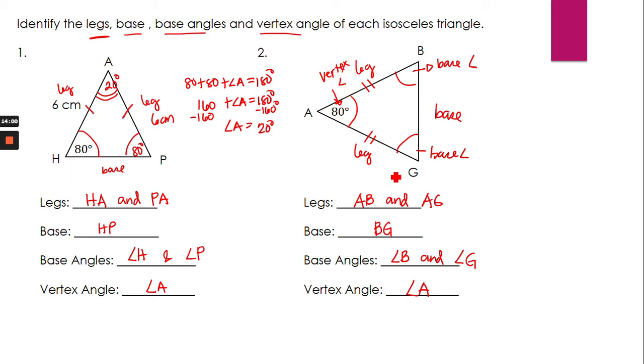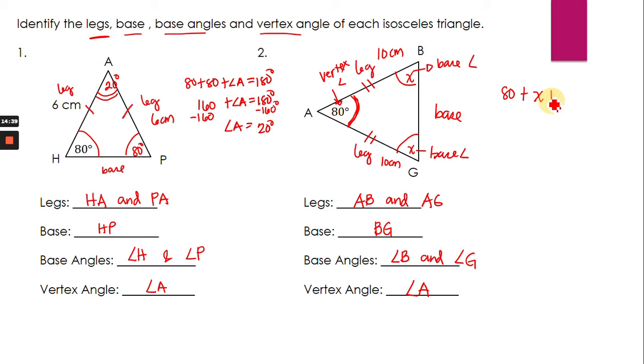Right. Now, if one of the legs measures 10 cm, AB is 10, therefore AG is also 10 cm. If the vertex angle is 80, how can we get the measure of each base angle? Okay, we know that the base angles are equal, right? So they have the same measure. So how do we get that? Let's say this is x and this is also x, because they're equal.